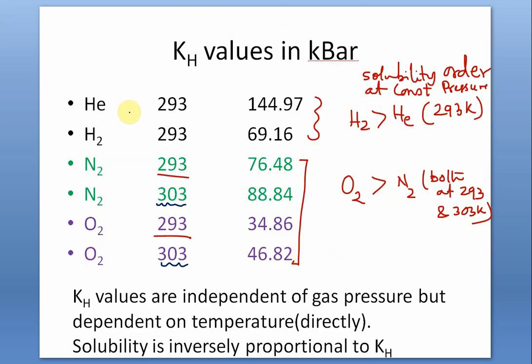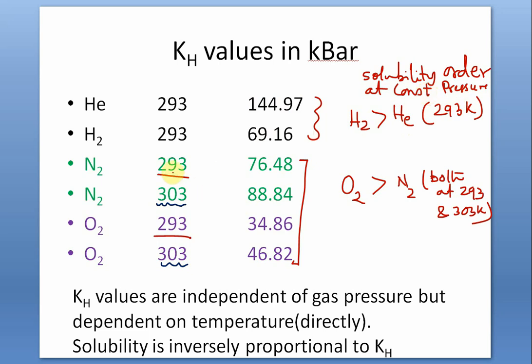Now see, I just read out the Kh value in kilobar. Helium and hydrogen, 144.97, 69.17. A huge difference, which is in kilobar, Kh value. So looking at the Kh value, you can compare the solubilities. Hydrogen is nearly 2 times more soluble than helium, because less is the Kh, more is the solubility at constant pressure, 1 atmospheric pressure, for example, in any water body.